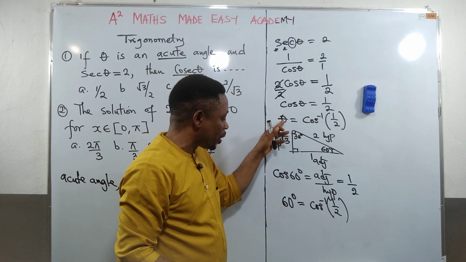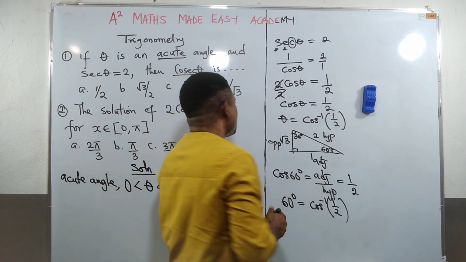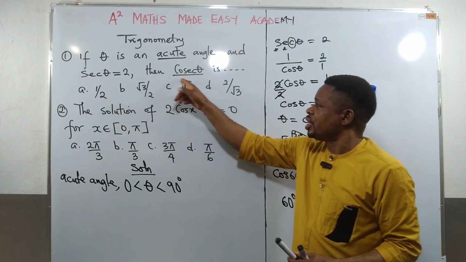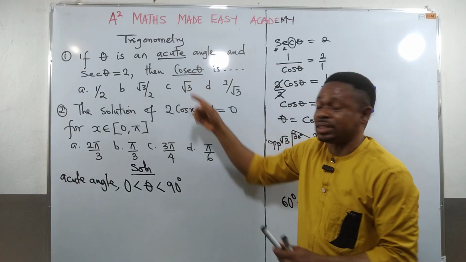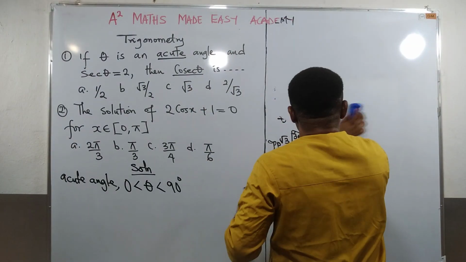So which means theta we have already gotten as 60 degrees. Are you with me now? Now if you have gotten the value of theta, what are we looking for? Oh my goodness, watch. The question says cosec theta. What did I say? Cosec theta. Let us solve it now. What is cosec theta? Don't forget.